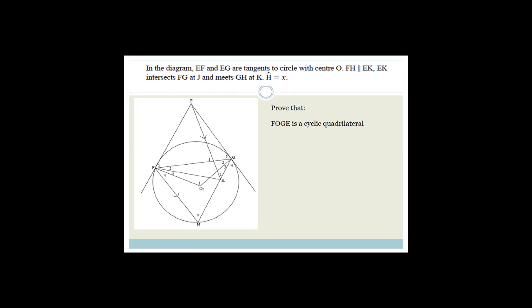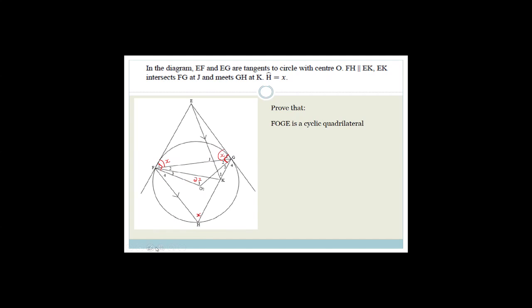So we've just proven that FOGE is a cyclic quad. We know that this is x because they gave it to us. We know that this is 2x because this is the center of the circle and the angle at the center is twice the angle at the circumference. We also know that this angle is x because of the tan chord theorem. And we know that this is x because that's a tan chord theorem. So we proved that this was a cyclic quad because the whole of this was 90, and the whole of this is 90. So that's 90 there, and that's 90 there. Okay, do you agree?